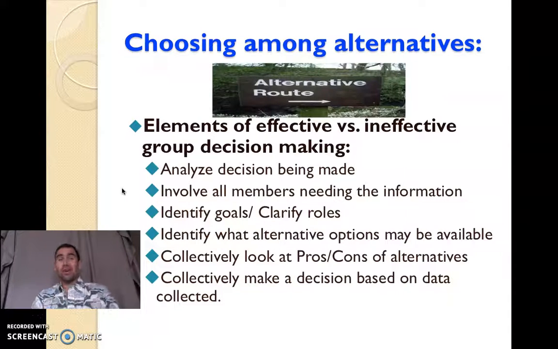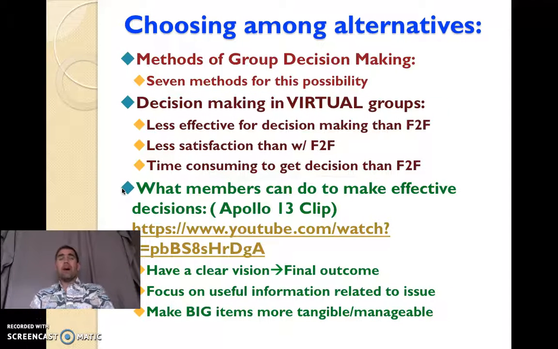One of the first things we're going to go over, actually the first thing, is choosing among alternatives. With that, there are the elements of effective versus ineffective group decision making. That includes analyzing the decision being made, involving all members needing the information, identifying goals, clarifying roles, while also identifying what alternative options may be available. Collectively look at the pros and cons of alternatives, and collectively make a decision based on the data collected. For each one of these points, there's also an effective and an ineffective way of coming at it.